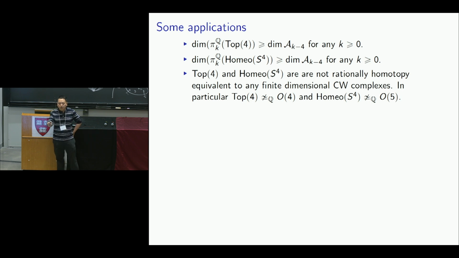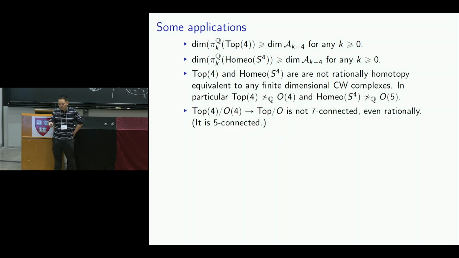In particular, this implies that Top(4) and Homeo(S^4) are not rationally homotopy equivalent to any finite dimensional CW complex. In particular, Top(4) is not rationally equivalent to O(4), and Homeo(S^4) is not rationally equivalent to O(5). Also, if you consider the quotient Top(4)/O(4), this map is known to be 5-connected. This is important in smoothing theory.